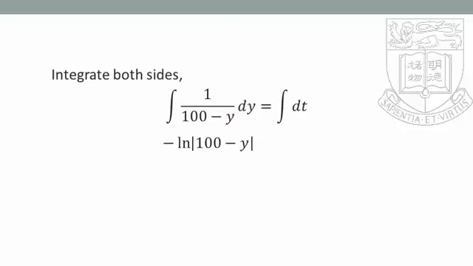After integration, we get minus ln |100 minus y| on the left-hand side. We can find this by u substitution, or by observing that the derivative of minus ln |100 minus y| is 1 over 100 minus y. The right-hand side is an indefinite integral of 1 with respect to t. Therefore, after integration, the right-hand side is t plus c, where c is a constant. We multiply both sides by minus 1 to get ln |100 minus y| equals minus t minus c.